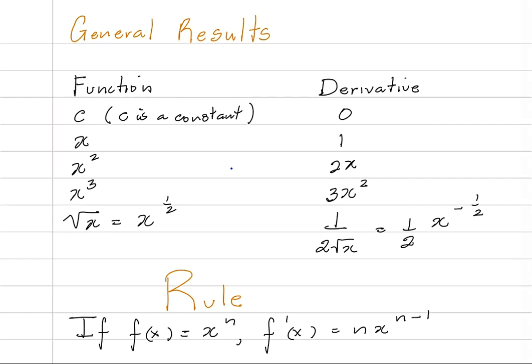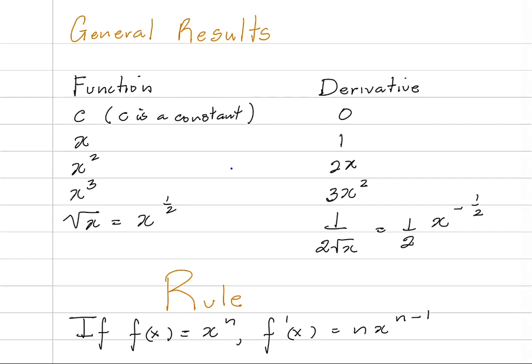When we differentiate x squared, we got 2x. And the derivative of x cubed is 3x squared. And the derivative of the root of x, which is x to the half power, is 1 over 2 root x, which is the same as saying a half x to the minus a half.